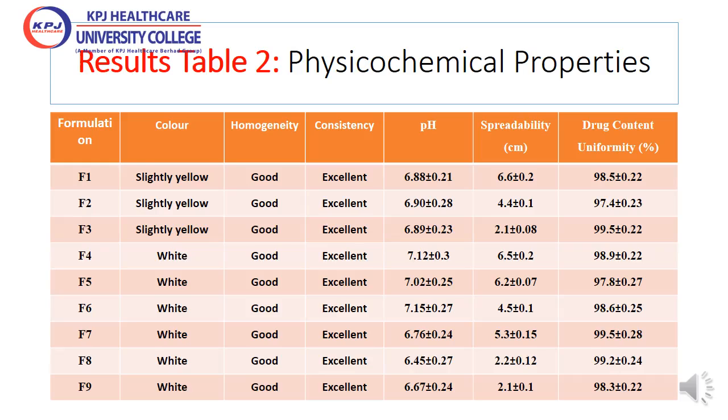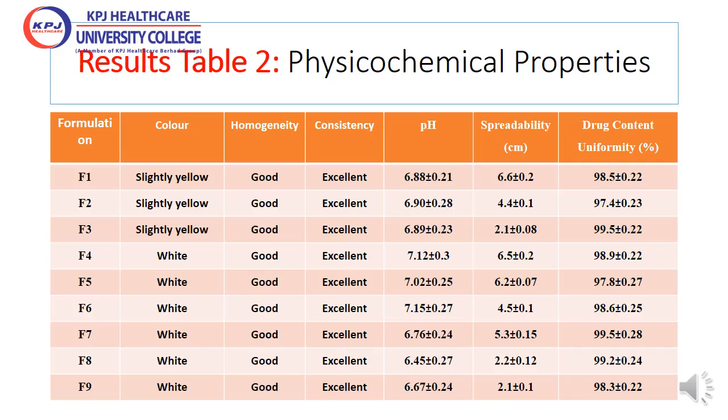Physical evaluation of the gels was performed for their color, homogeneity, consistency, and we also determined the pH, spreadability, and drug content of the formulated gels. Formulations F1 to F3, containing HPMC and chitosan, showed a slightly yellow color, whereas the homogeneity of all the formulations F1 to F9 was very good, and the color of F4 to F9, that is the combination of HPMC together with sodium CMC and carbopol, was white.